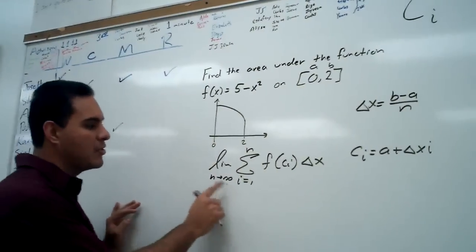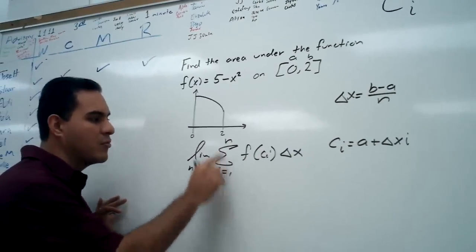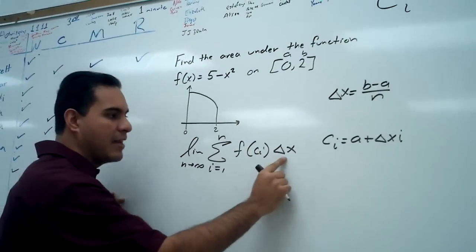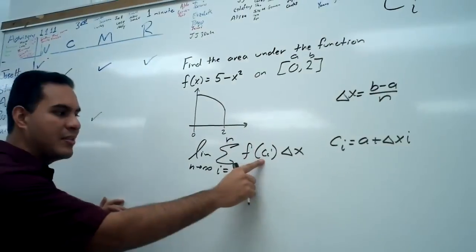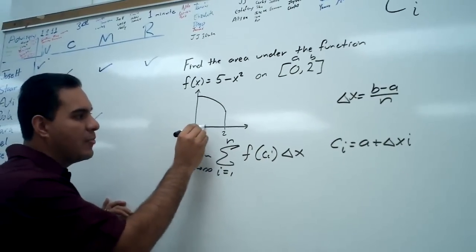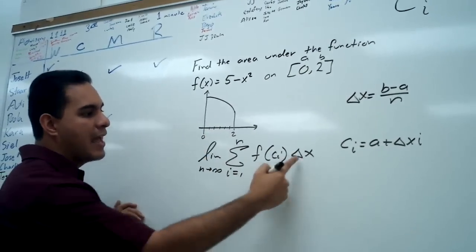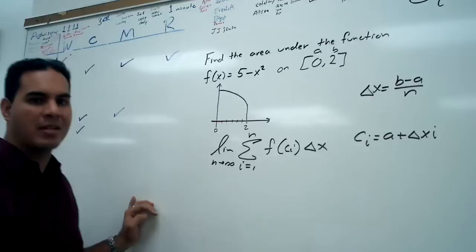The limit as n approaches infinity of the summation from i equals 1 to n of f of c sub i times delta x, where c sub i are all of the x coordinates that we use to create our rectangles, and delta x is the width of each rectangle.